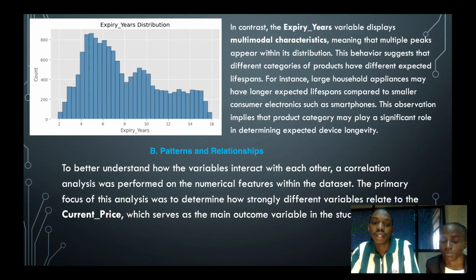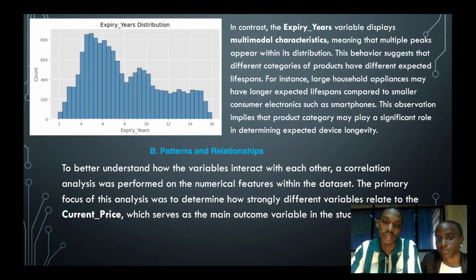So to better understand how the variables interact with each other, a correlation analysis was performed on the numerical features within the dataset. So the primary focus of the analysis was to determine how strongly different variables relate to the current price, which serves as the main outcome variable in the study.